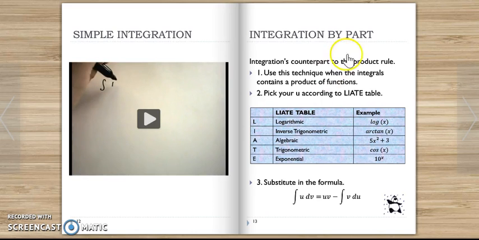Now here is integration by parts. Integration by parts is a bit harder than simple integration because you have to pick your u. This is the formula: integral of u dv equals uv minus integral of v du. This is what you have to pick: L for logarithm, I for inverse trigonometric, A for algebraic, T for trigonometric, and E for exponential.